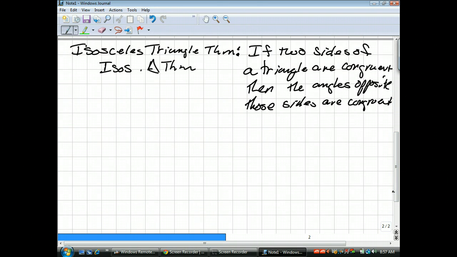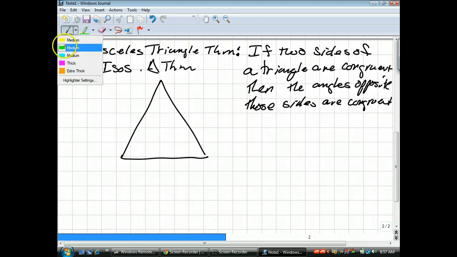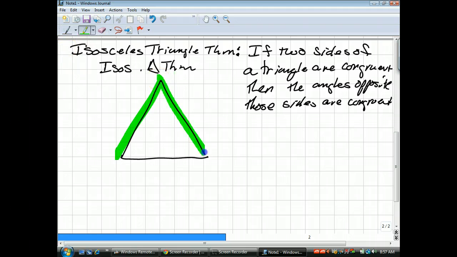So if two sides of a triangle are congruent, in other words, if we have an isosceles triangle where this side is congruent to this side, then the theorem says, if this is A, B, C, the angles opposite the congruent sides have to be congruent. So then we know that angle A must be congruent to angle C. So in other words, the base angles must be congruent.